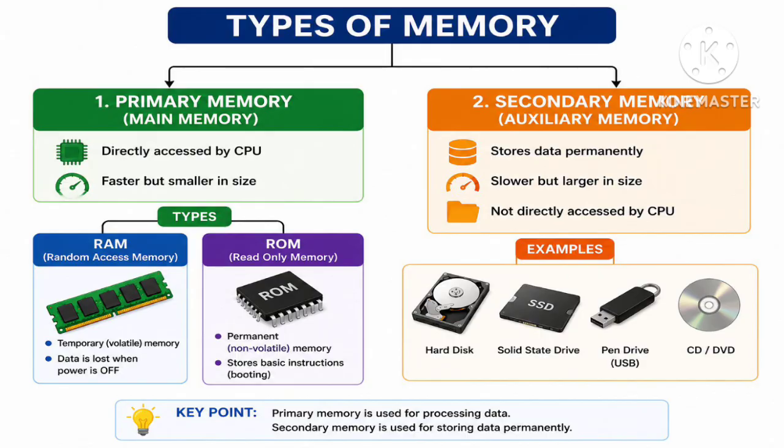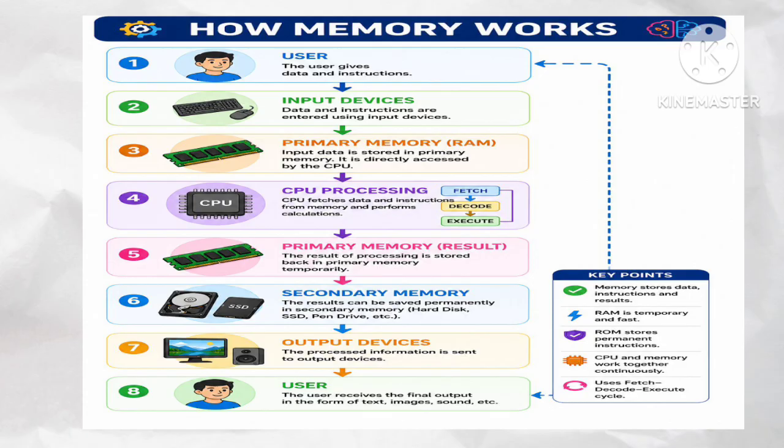Booting. 2. Secondary memory, storage. It stores data permanently. It is slower but larger capacity, not directly accessed by CPU. Examples of secondary memory are hard disk, solid state drive, pen drive, USB, CD or DVD. You can see the flowchart how memory works.